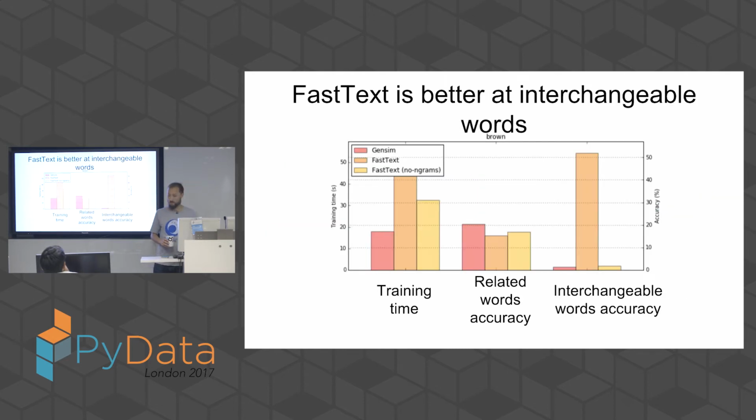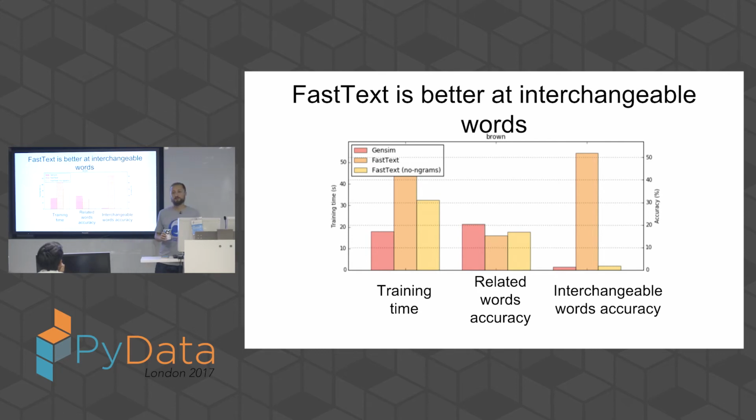Cool. But it is better at interchangeable words. As we discussed, there are two kinds of similarity, and we have two different kinds of tests for them. We have a list of words which are similar in a related way, and a list of words which are similar in an interchangeable way. And we can test our algorithms on that. For related words, fastText and word2vec are the same. When I said Gensim, it means Gensim word2vec. But for interchangeable words, fastText blows everything out of the water if you use n-grams.